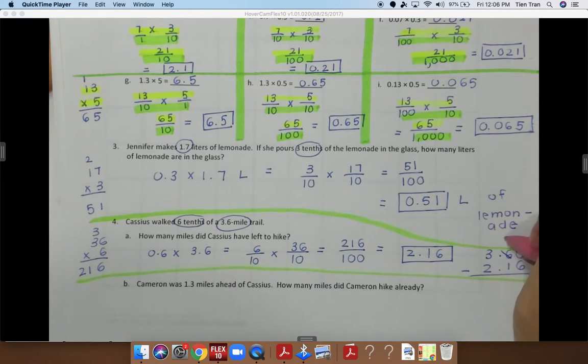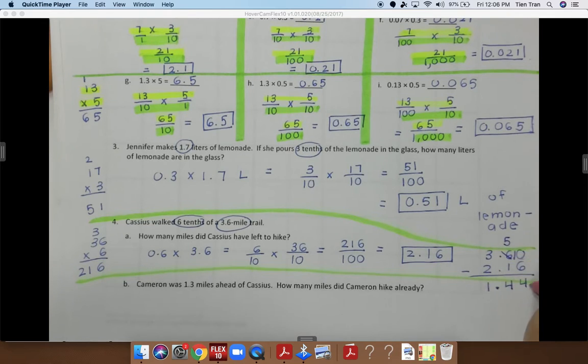I need to regroup because I cannot subtract 6 from 0. 6 changes to a 5. 10 minus 6 is equal to 4. 5 minus 1 is equal to 4. Bring down your decimal. 3 minus 2 is 1. So my final answer is 1.44 miles.